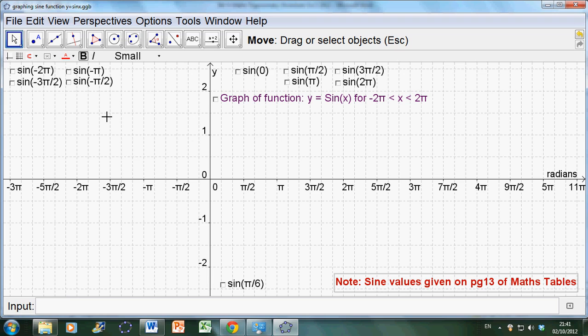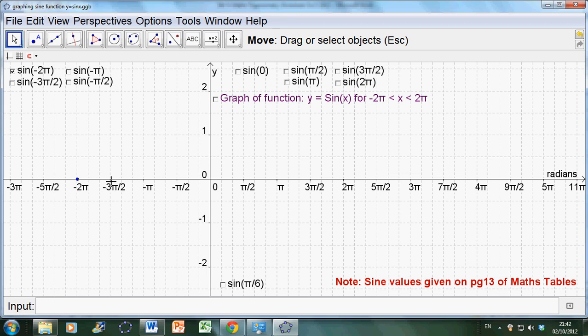You start off with the lowest value, which is minus 2 pi radians. The sine of minus 2 pi, so 2 pi is the equivalent of 360 degrees, which is also 0 degrees. Looking at your tables, you see that the value of that is 0. So a blue dot there represents that value.